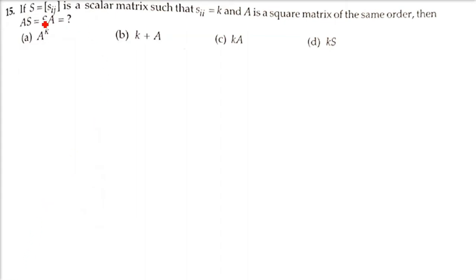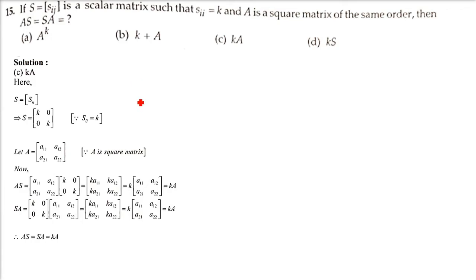Now we have Sij is a scalar matrix such that Sii is k, and A is a square matrix of the same order, then A into S and S into A equals what? See, scalar matrix is nothing but the identity matrix multiplied by a scalar value, right? So I'll tell you a trick here. In all these kinds of questions, take a 2 by 2 matrix for example. Because Sii is k, where i and j are equal, so this is k in the diagonal. If I take k common from here, what do you get? 1 0 0 1.